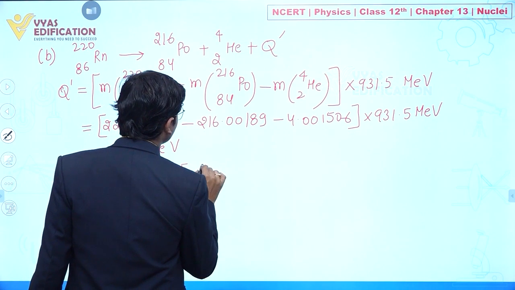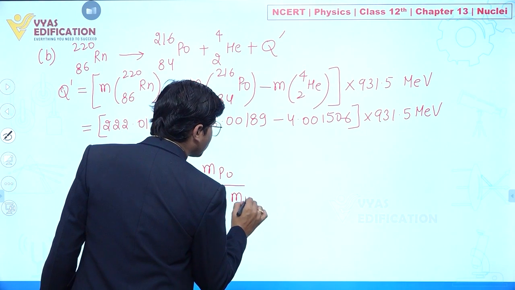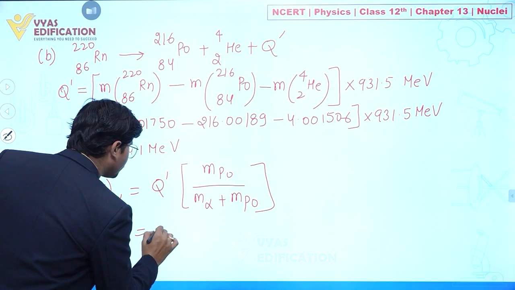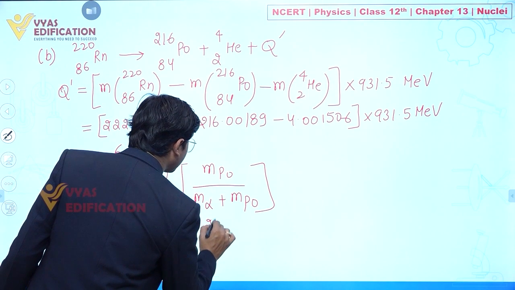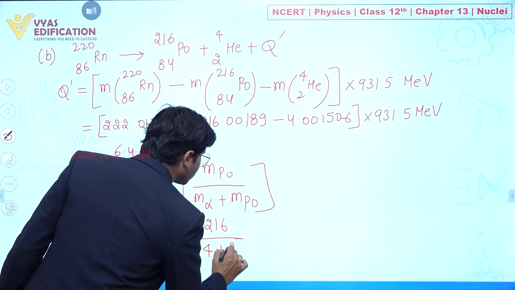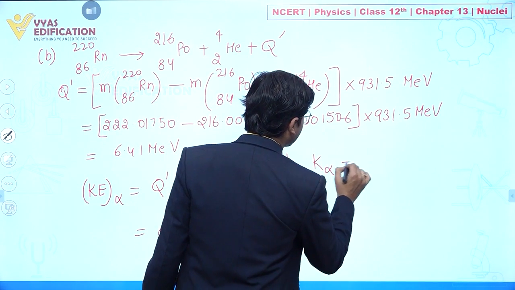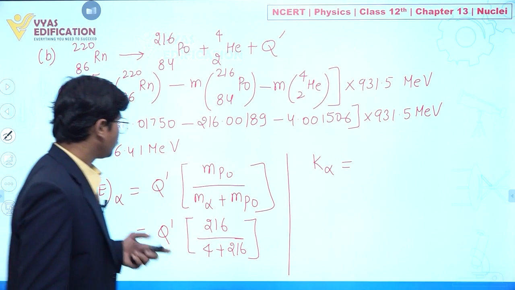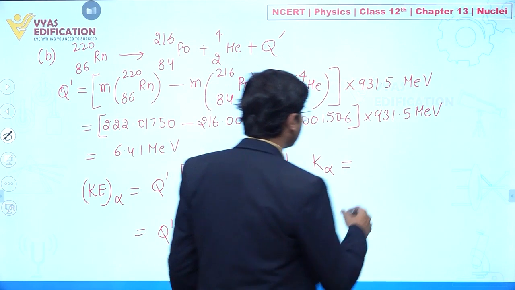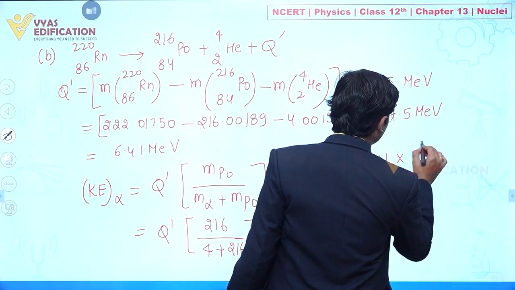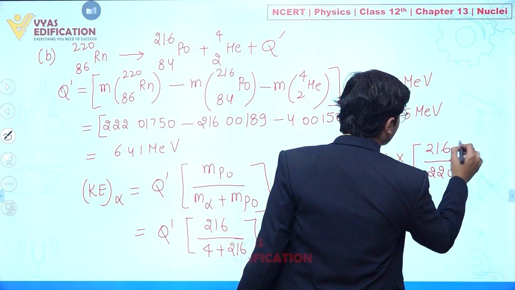Now what is the daughter nuclei? We can say mass of polonium divided by mass of alpha particle plus mass of polonium, clear. So for that you can write it like this, Q dash. What about its mass? The mass is given to you, that is 216, approximately I am writing, equal to 4 plus 216. So finally I am getting the kinetic energy for the alpha particle. In the second case, what is the value of Q dash? The Q dash value, finally I am getting 6.41 million electron volt, and it is multiplied with 216 divided by 220, clear.